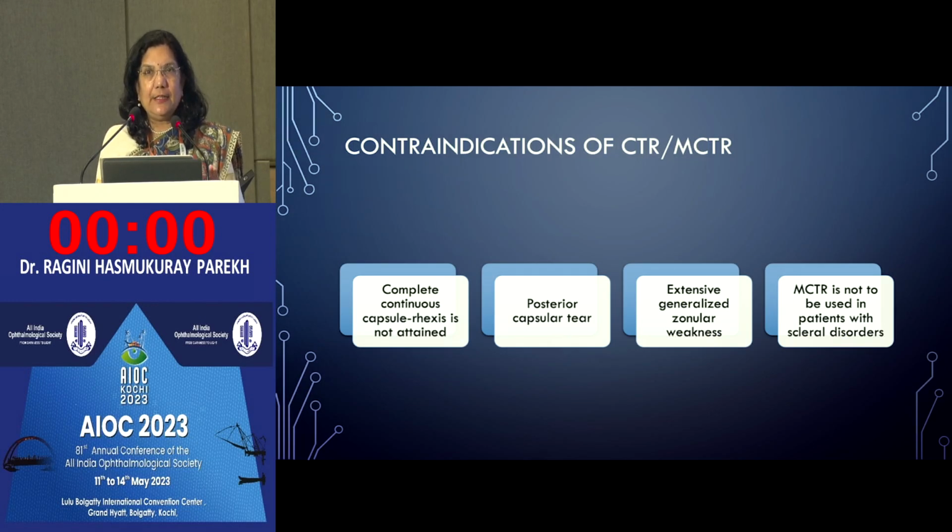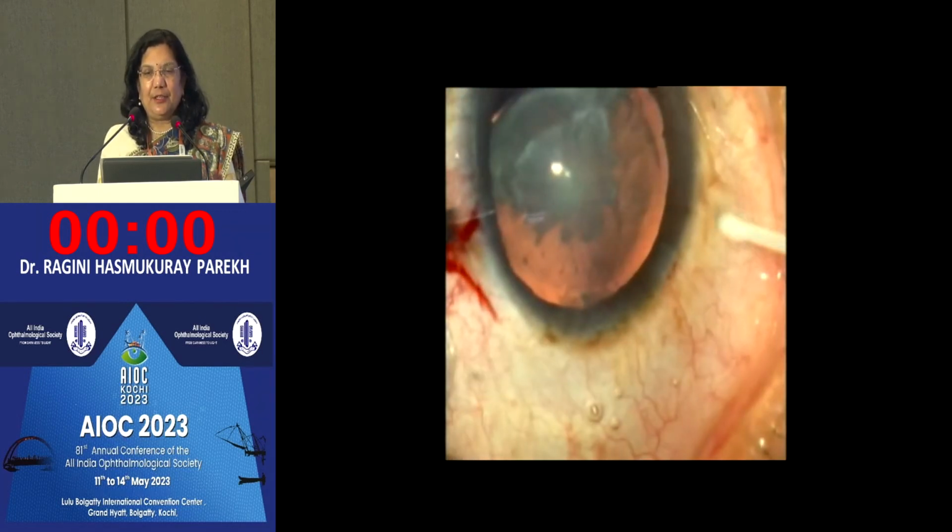In cases where the rhexis is not complete, if there is a PC tear, or if there is severe zonular weakness, you should not use it. We found multiple CTR rings in the vitreous in a patient.